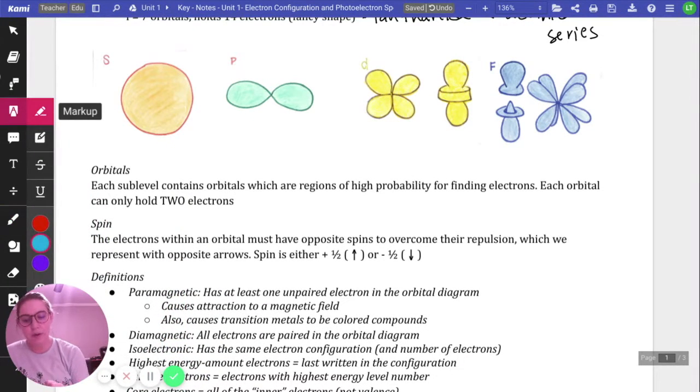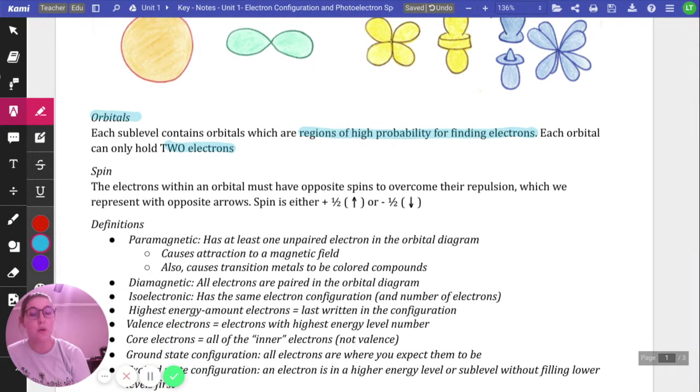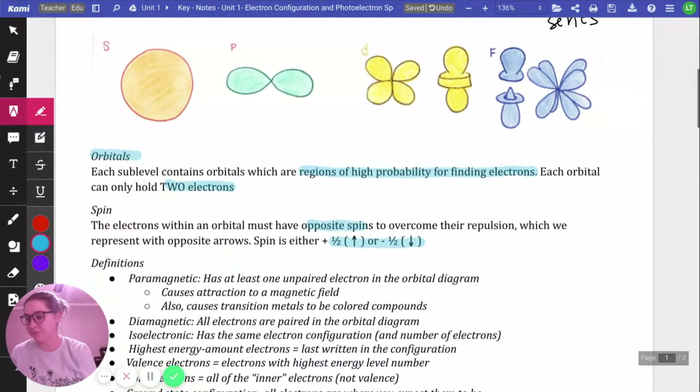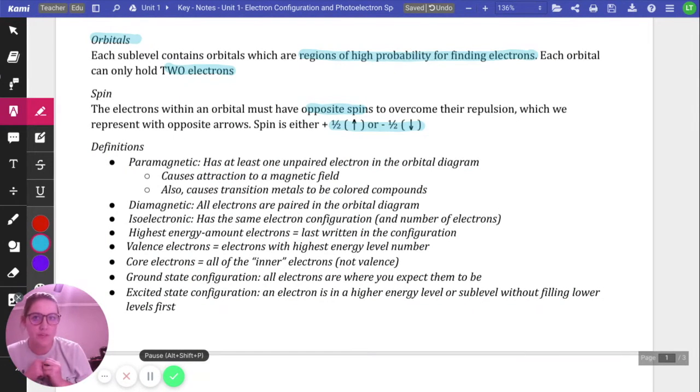Then we have orbitals. Each sublevel contains orbitals, and an orbital is basically a region of high probability for finding electrons. Each orbital can only hold 2 electrons. And then finally, spin. Electrons within an orbital must have opposite spin so that they can overcome their repulsion, and we represent it with opposite arrows. So spin is either positive 1/2 up spin or negative 1/2 down spin. Okay, cool.